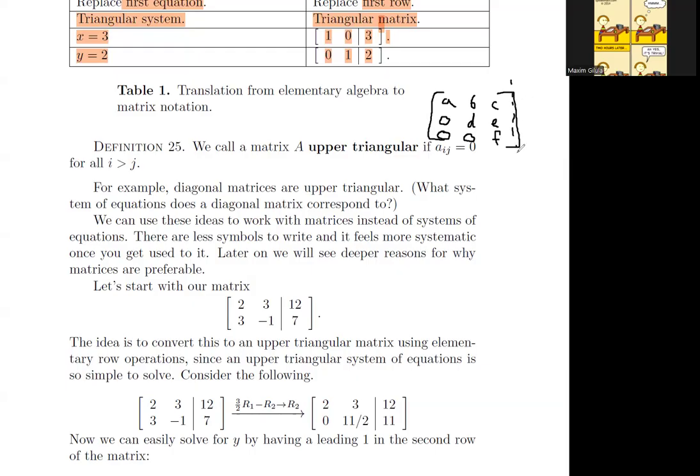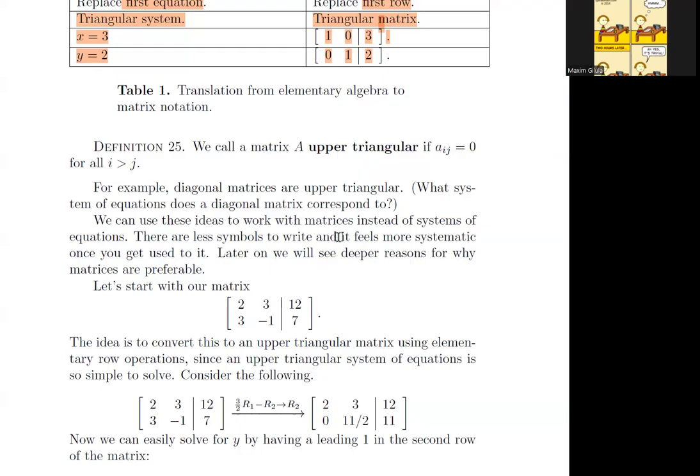So if we change this to an augmented matrix, then we know exactly how to solve for z, and then you could plug it back in to solve for y, and plug it back in to solve for x. And notice that diagonal matrices are special cases of upper triangular matrices.